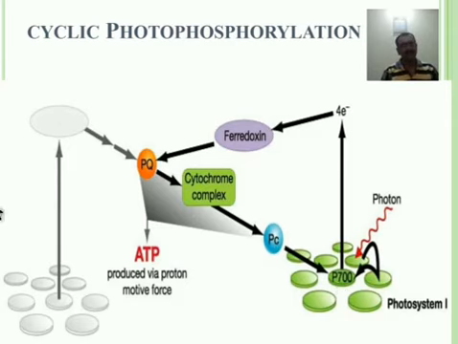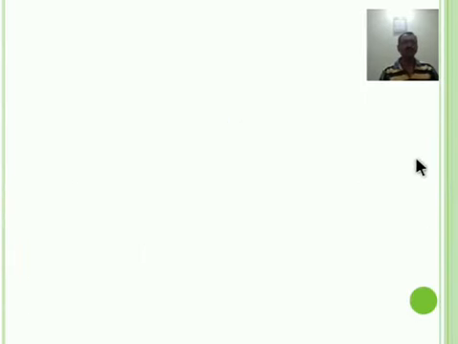Here the photosystem second is totally inactive. Let us see in this diagram. Photosystem second is totally inactive and only photosystem first is active here. In this way a cycle is performed here, hence it is known as the cyclic photophosphorylation. Okay, let us see the significance.